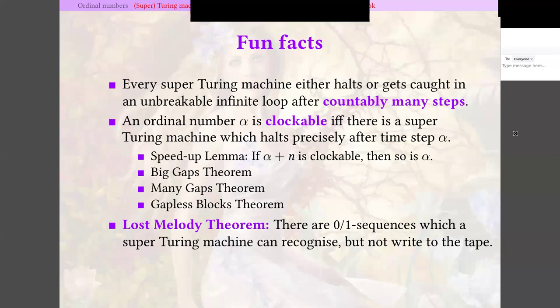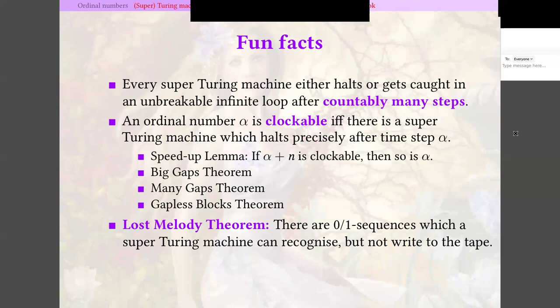So at some point on the ordinal number line, you will encounter omega to the 2 many days or numbers which are all not clockable. Then there's a many gaps theorem, not concerning the size of those gaps, but their amount. And then there's also, in another direction, the gapless blocks theorem, which states approximately that for any bound, there's a range of numbers in the ordinal number line which are all clockable. So no gaps there.